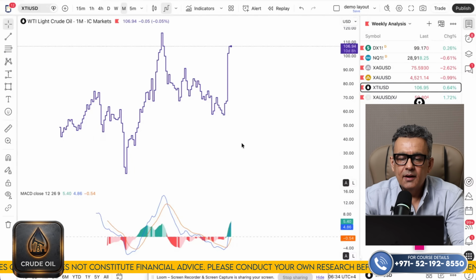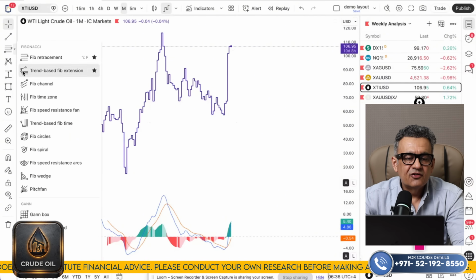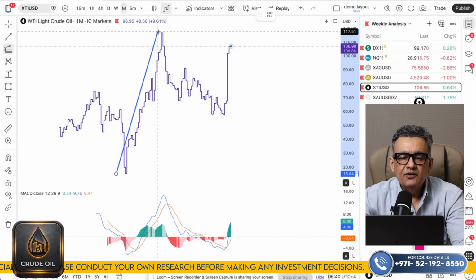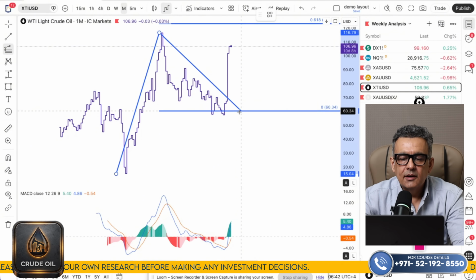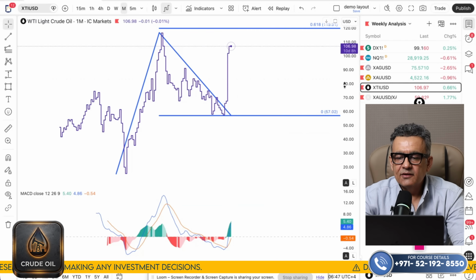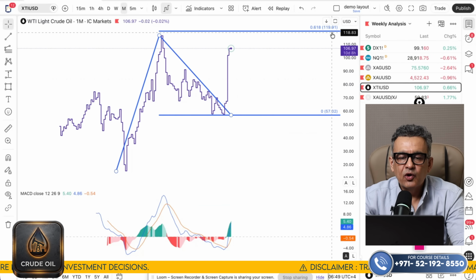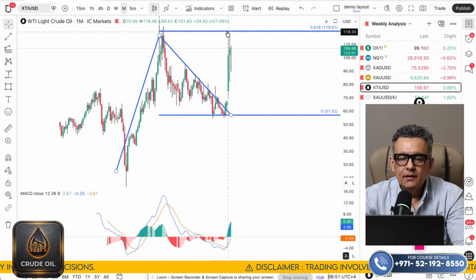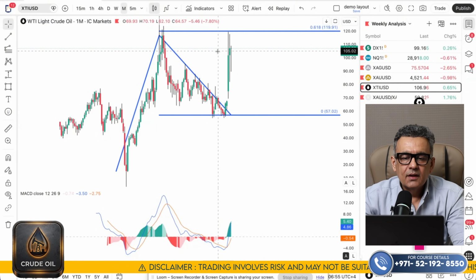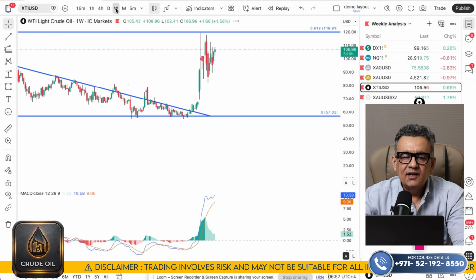So I'm going to apply the extension connecting the lowest, highest, and the higher low after the pullback. Applied. And I can see that the extension level is 119.91 and it reached exactly when the US-Iran tension started during the war. Now, I'm moving down to the weekly frame here.